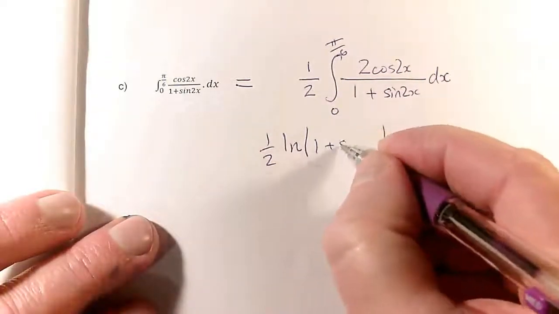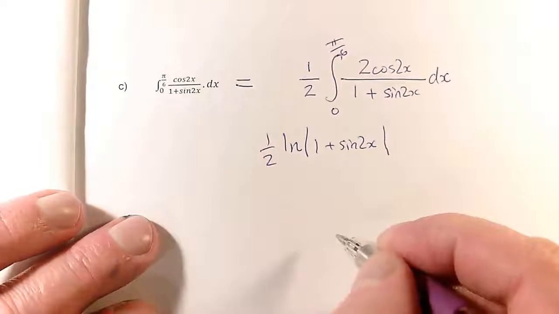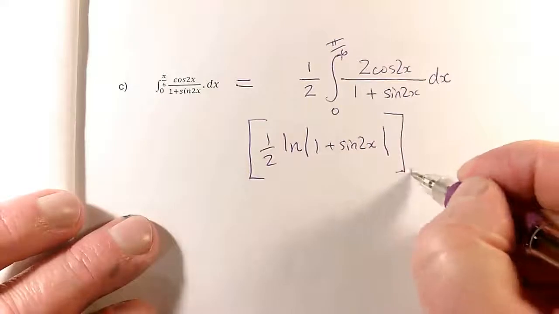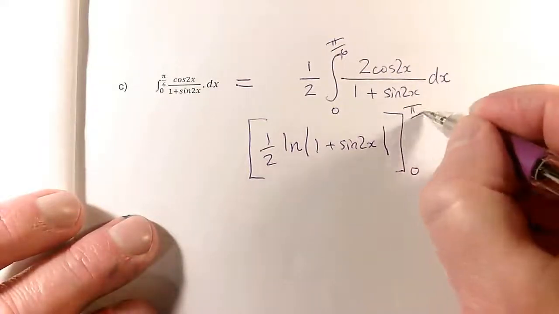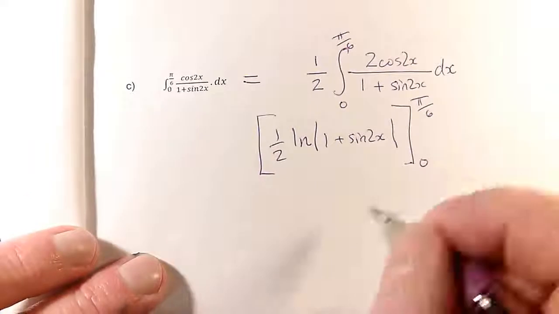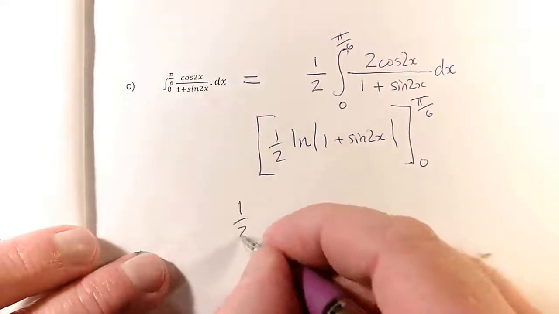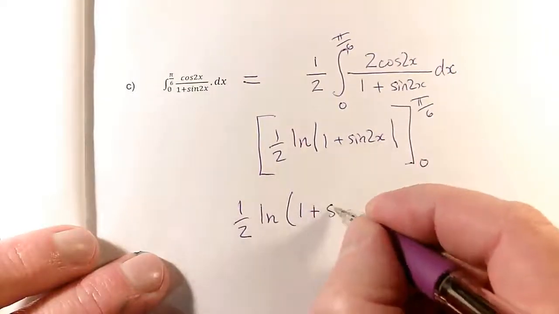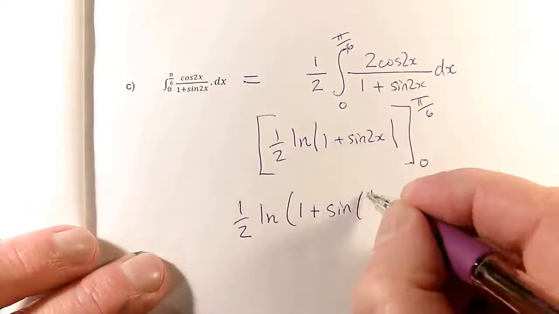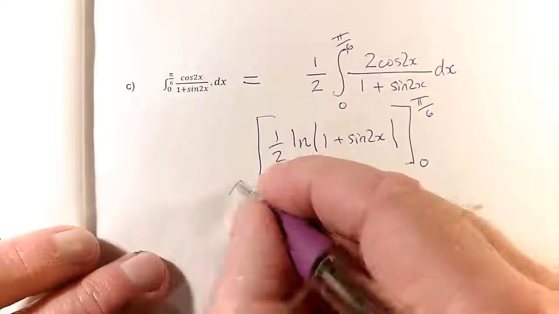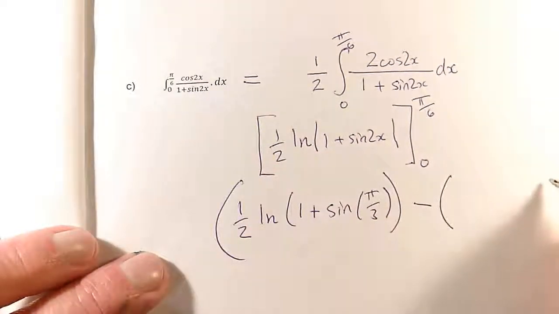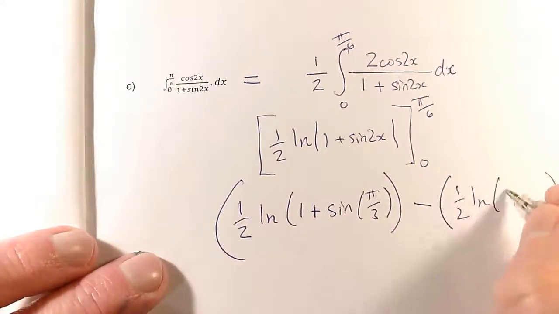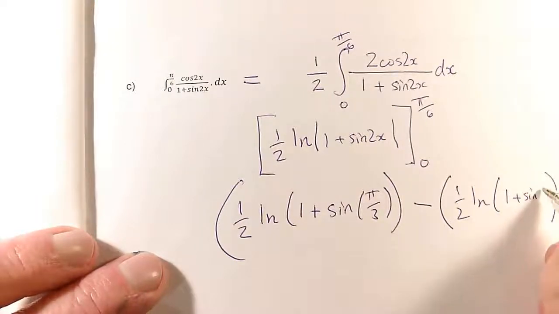So 1 plus sine 2x is inside my modulus, and then I've got to do square brackets and put my limits on, 0 and pi by 6. So when I put pi by 6 in, I'm going to get half of log of the modulus of 1 plus sine of 2 lots of pi by 6, which is pi by 3. Okay, so that's 2 sets of round brackets minus each other. And for the lower limit, I'm going to do a half of log of brackets 1 plus sine of 0.